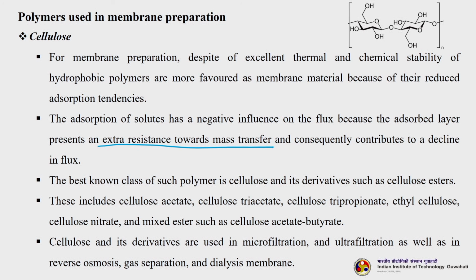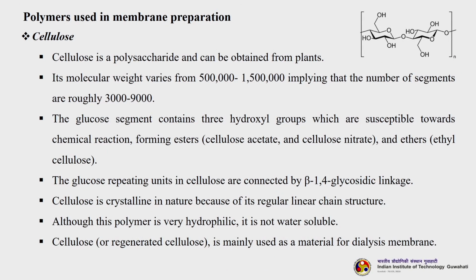The best known class of such polymers is cellulose and its derivatives such as cellulose esters. These include cellulose acetate, cellulose triacetate, cellulose tripropionate, ethyl cellulose, cellulose nitrate and mixed esters such as cellulose acetate butyrate. Cellulose and its derivatives are used in microfiltration and ultrafiltration as well as in reverse osmosis, gas separation and dialysis membranes. So, what is cellulose?